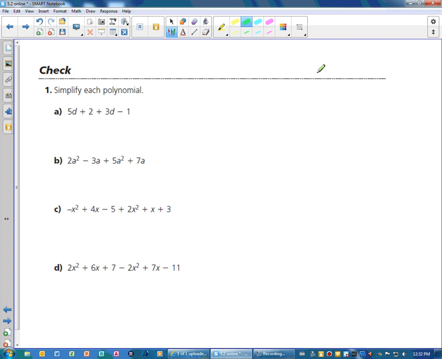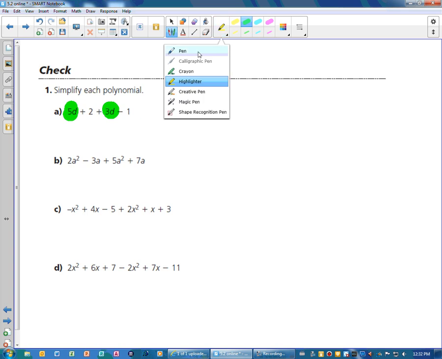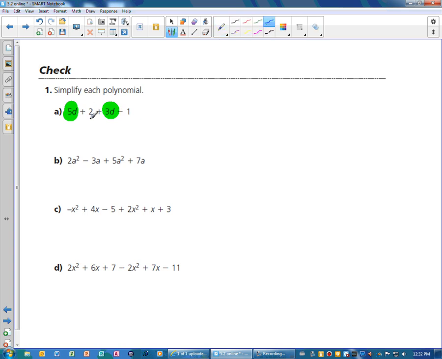All right, so simplify each polynomial. I'll group D's. So if I have a 5D and a 3D, I have 8D. And then I'll group what's left over. 2 minus 1 is 1.